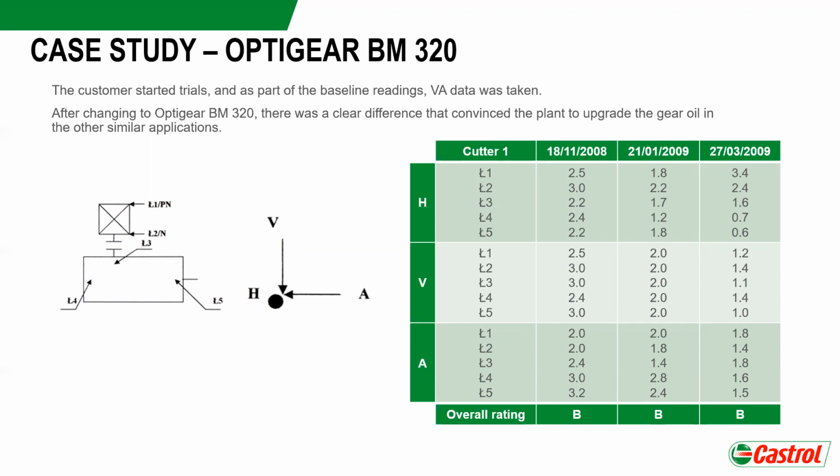We can see L3, L4, L5 over a period of 3 vibration analysis measurements. We took 1 before and 2 after. We can see that there's a definite trend downwards. So we're reducing the peaks of the vibration analysis, and that's a direct result of the smoothing effect of the plastic deformation additives within Castrol OptiGear BM320.